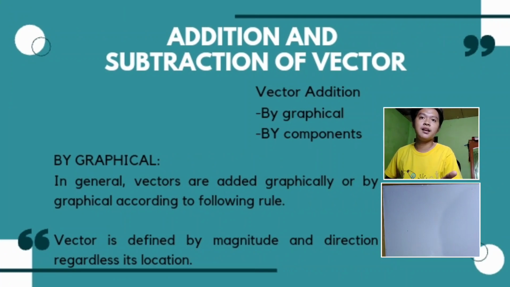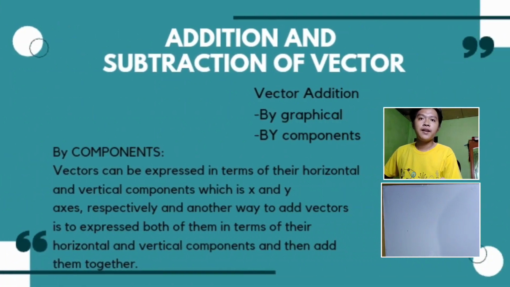Vector addition can be done graphically and by components. Graphically, in general, vectors are added according to the following rule. A vector is defined by magnitude and direction regardless of its location. Vectors by components: a vector can be expressed in terms of its horizontal and vertical components, which are the x and y axis, respectively. Another way to add vectors is to express both of them in terms of their horizontal and vertical components and then add them together.